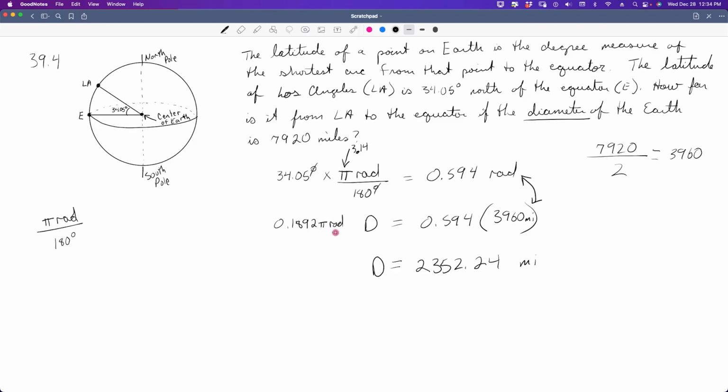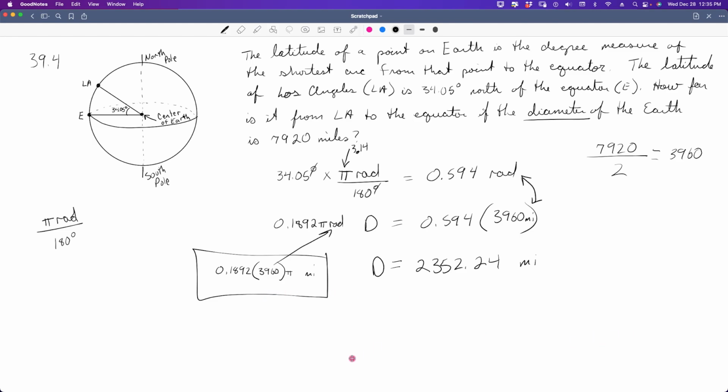If you had not done the pi, you would have ended up with 0.1892 times 3960 pi miles. That would be the formula that you're using, because this is your radian length. Does that make sense? This would be that. And these are all three factors.